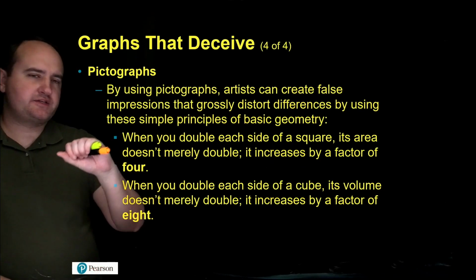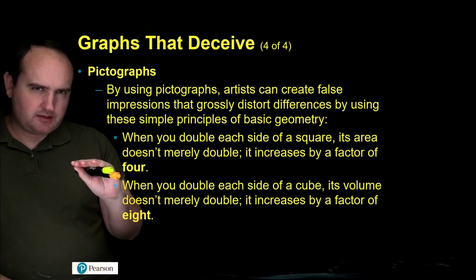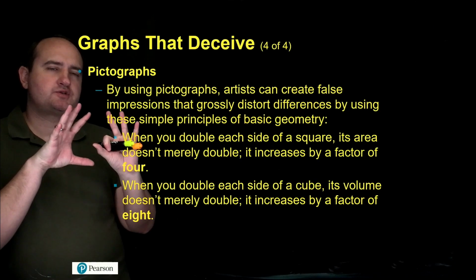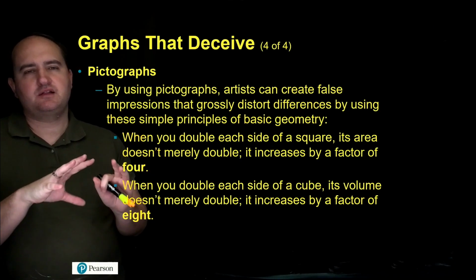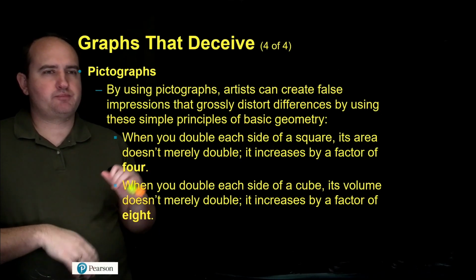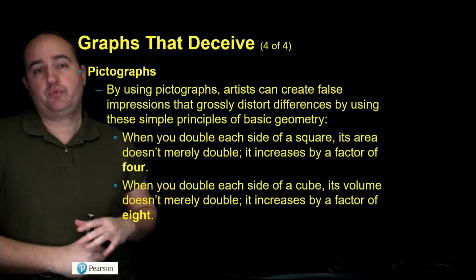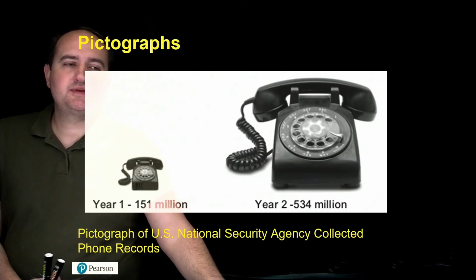So even if you don't like geometry and you don't care about geometry, what's important is that you cannot trust pictographs because they lie to you using the principles of area and volume, and they distort the data.